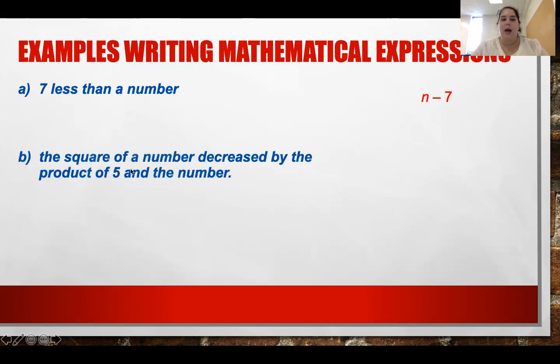Another example we have is the square of a number decreased by the product of 5 and the number. So the square here tells us that we have an exponent of 2. The decrease means to subtract, product means to multiply. So x squared minus 5x would be the mathematical expression of this sentence.